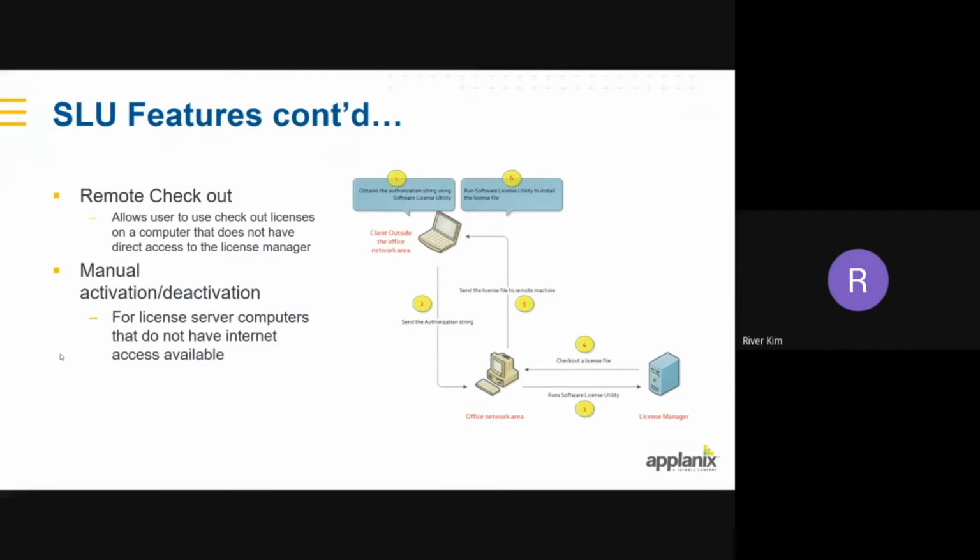We also have a remote version of the checkout feature, and this allows users to check out the licenses on a computer that doesn't have direct access to the license server. We also have manual activation and deactivation options available for customers who have very strict IT security on their network. I have encountered some customers who have license servers that don't have internet access. And if you don't have internet access, unfortunately, you won't be able to use the automatic activation and deactivation. So this will have to be done manually.